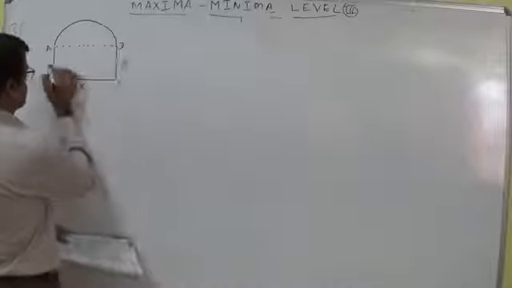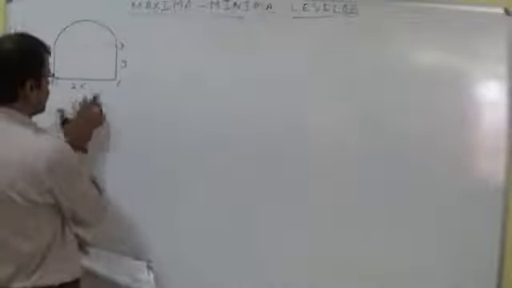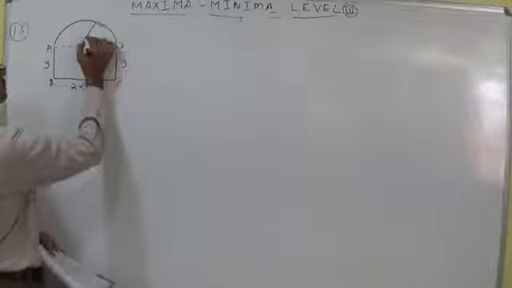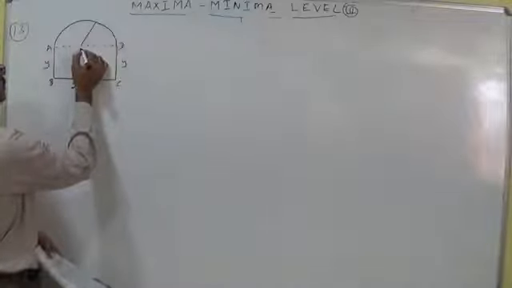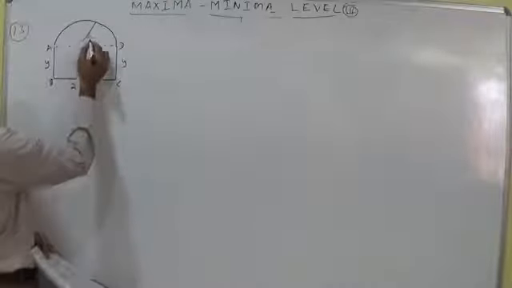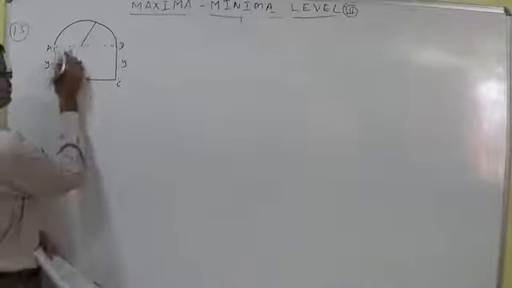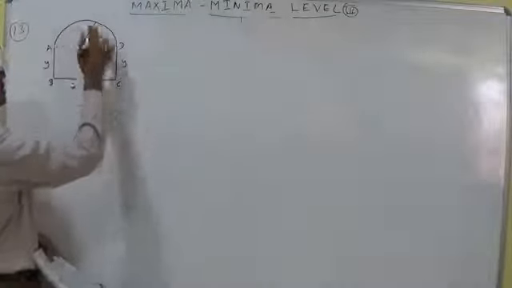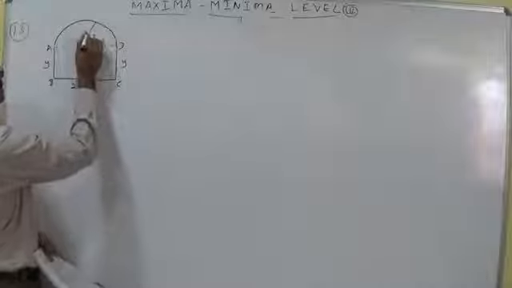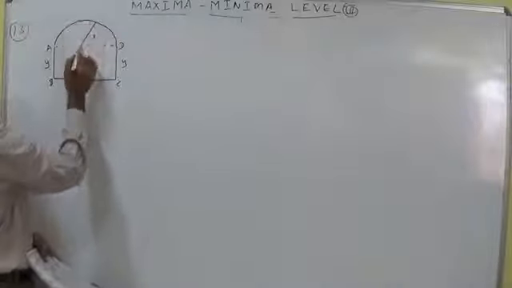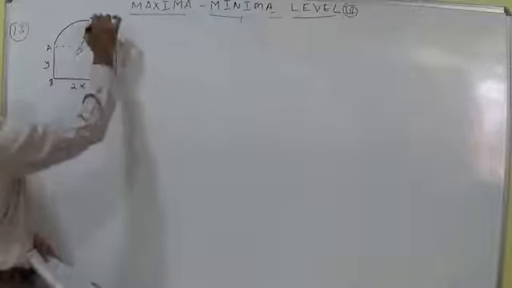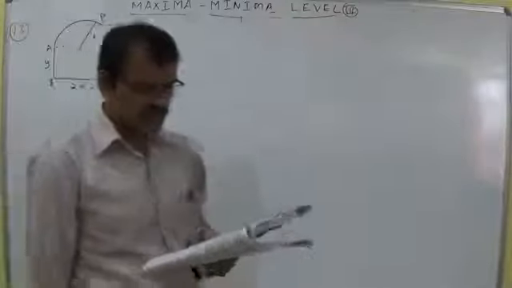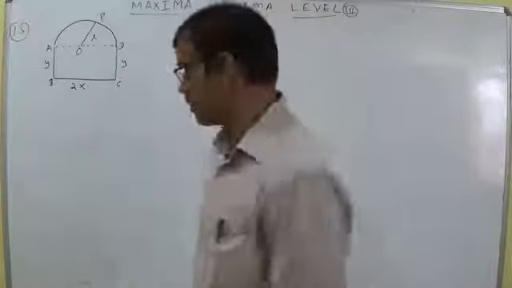Let this be y. So the length of the rectangle is 2x and the breadth is y, and this is a semicircle. If this is the center, we know that from the center to any point on the circle is called the radius. This is x, so this is x, this is x. Of course this is not there, simply the semicircle shape. So x is the radius. Let the name be O and this name be P.